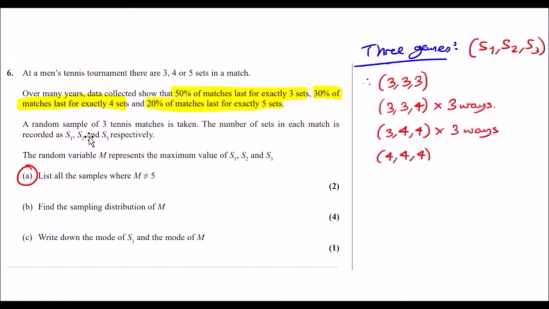So a random sample of 3 tennis matches is taken. Okay, so we have 3 combinations like this. The number of sets in each match is recorded as S1, S2, and S3. In other words, 3 games in this particular order.